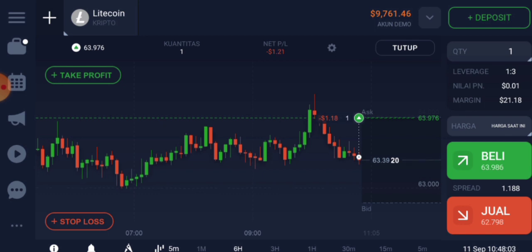Candlestick is a type of stock price chart used in technical analysis that shows the high, low, open, and close of a stock over a certain period of time.